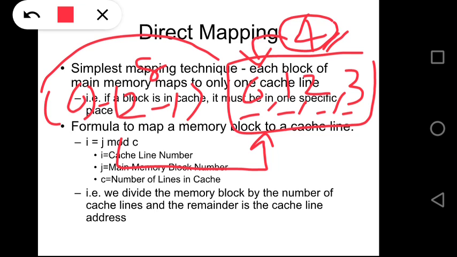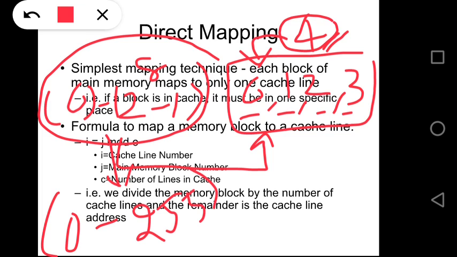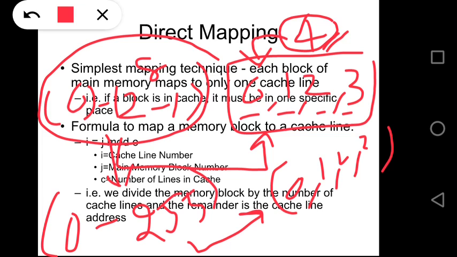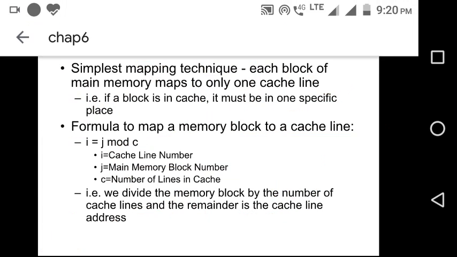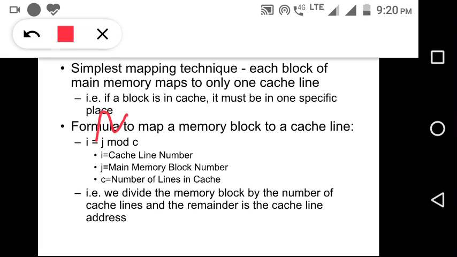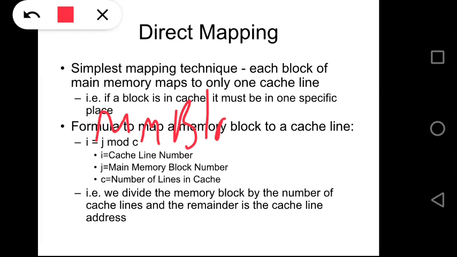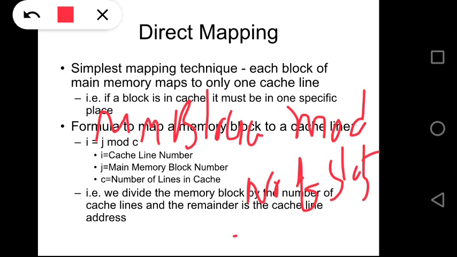So for example, if you take any number between 0 to 2 power 8, means 256 minus 1, 255, that has to be converted into 0 1 2 3. Now I hope you understand. Divide the number by 4. So the goal is take the main memory block number, perform mod operation with the number of lines or number of slots in cache memory.